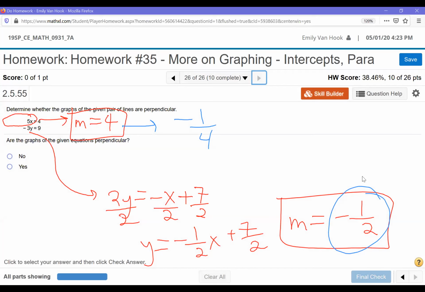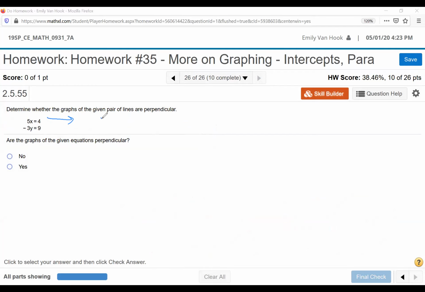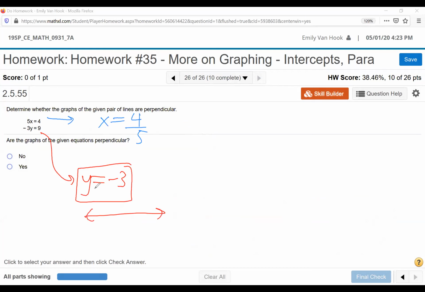This is number 26. This is another problem that involves just one variable at a time. Okay, so with this first equation, if I solve for x, I would get x equals 4/5, dividing by 5 on both sides. With the second equation, if I solve for y, divide by negative 3, 9 divided by negative 3 is negative 3. Once again, the numbers are not important here. What's important is that you recognize what kinds of equations you're dealing with. This is a horizontal line, y equals something is horizontal. And then the other line, x equals, that's definitely a vertical line.